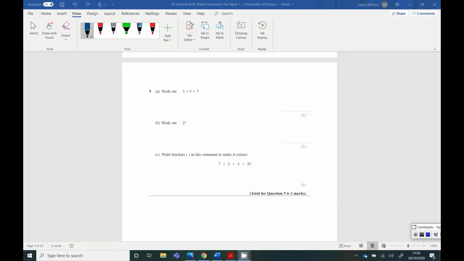Question 5 part A. Now you've got to remember to use BIDMAS here, so the multiplication has got to come before the addition. So we're going to do the 3 times 5 first, so that's 15, and then you add on the 7, so that's 22. Now part B, work out 2 cubed. Well that means 2 times itself again. 2 2s are 4 and 2 4s are 8.